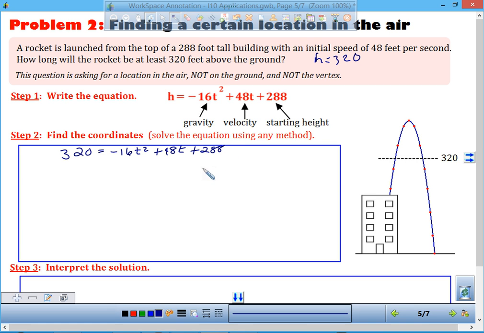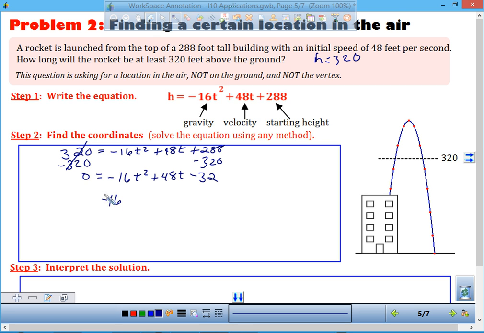Now, in order to solve, this whole thing has to be equal to 0, so I'm going to subtract 320 on both sides, so it's equal to 0. And I can only subtract it from the like terms. So now I have 0 equals negative 16t squared plus 48t minus 32. Okay. So now I've checked to see if I can factor, which I'll factor out GCF again.